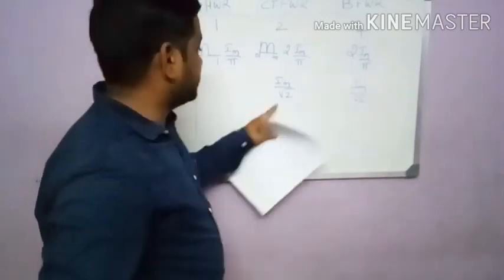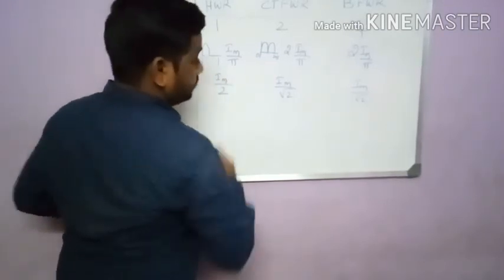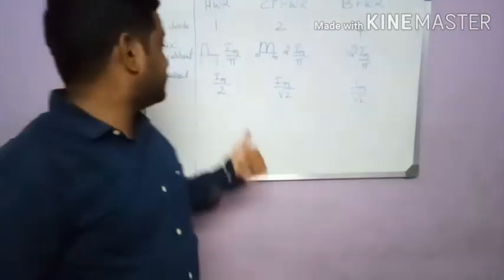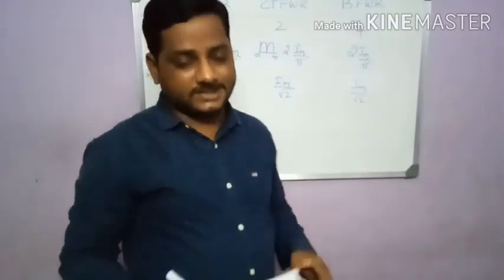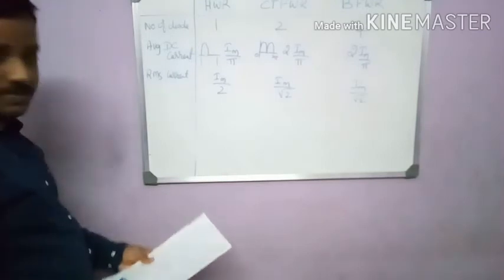So for full wave it is Im by root 2, whereas for half wave it is Im by 2. You need to remember this point. For half wave it is just 50% of DC. Effect of that is 50%, whereas here 70.7%. Right. Next, same way we can write it for RMS for voltage.